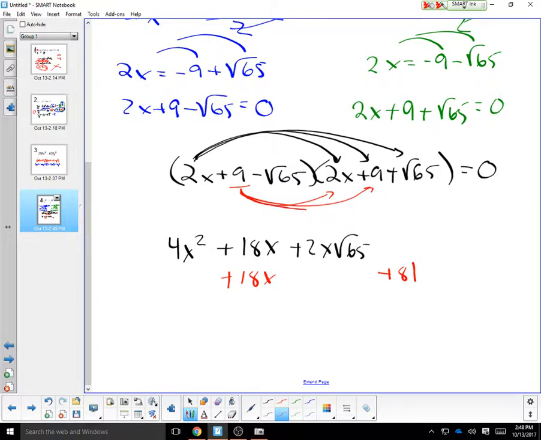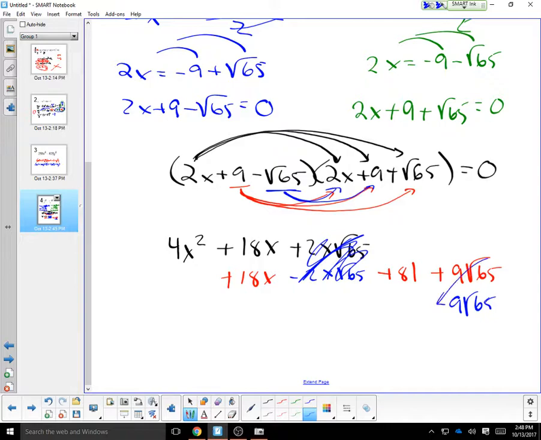And then I'm going to go to here. It doesn't have an x, so that's going to be a plus 9 square root of 65. Right? And I'm just taking my time. I don't want to mess this up, okay? Now I'm going to do the last one. So this is going to be a negative 2x radical 65. What happens there? Gone. Now let's do the next one. That goes to here. So that's going to be a negative 9 radical 65. Gone.